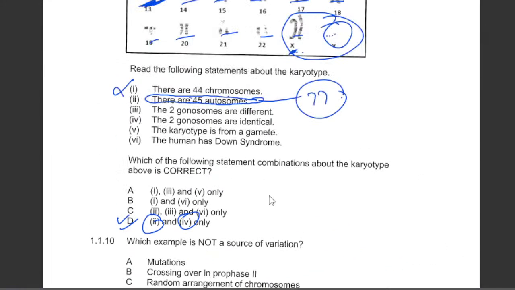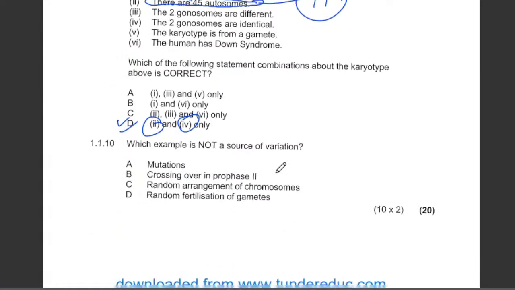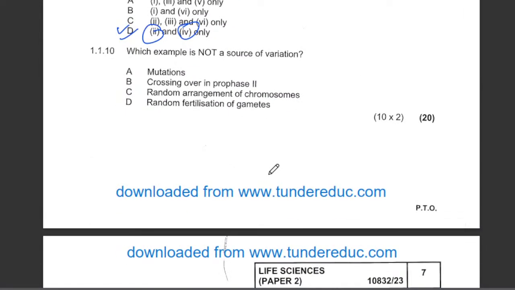Then I'm saying, which example? Why? Because there is no Y here. There is no Y. Someone is going to ask you why. There is no Y there. The Y is not indicated. They're saying, which example is not a source of variation? Here they're saying mutation is correct. Crossing over is also correct. But when does it occur? They're saying prophase 2. Wrong.